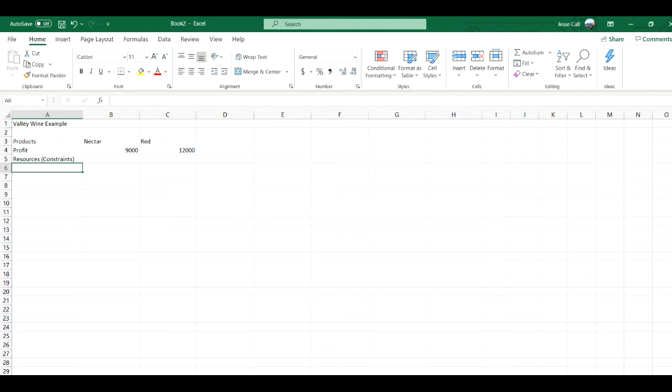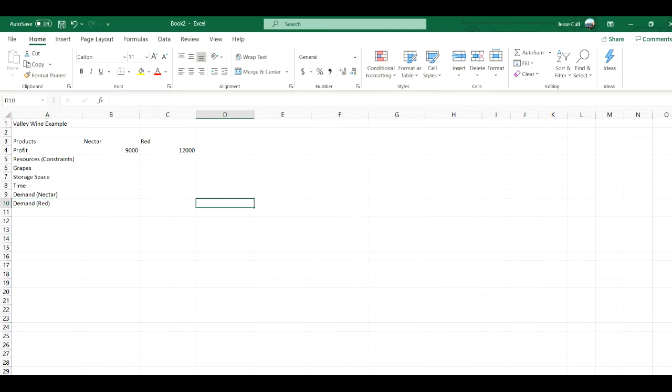The first is grapes. We have a limited number of grapes. The second, storage space. We have a limited amount of storage space. The third, time. We have a limited amount of time. And the last 2 are based on demand. The first is how much nectar we can actually sell, how much is demanded. And the second is how much red is demanded.